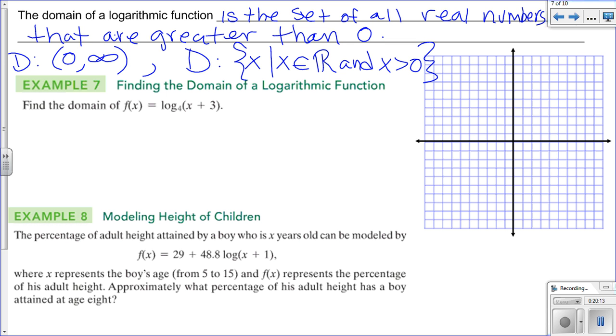So to answer a question like this one, find the domain of that function. We have x plus 3 inside. If we were speaking about transformations, we know it's a horizontal shift, right? Is it to the left or to the right?